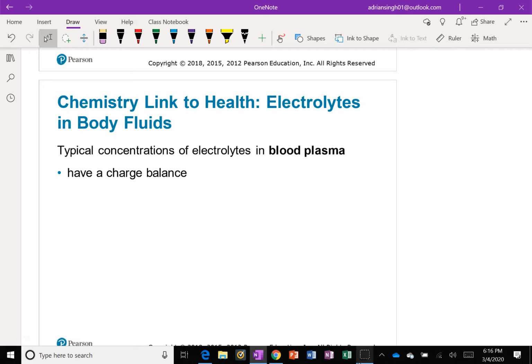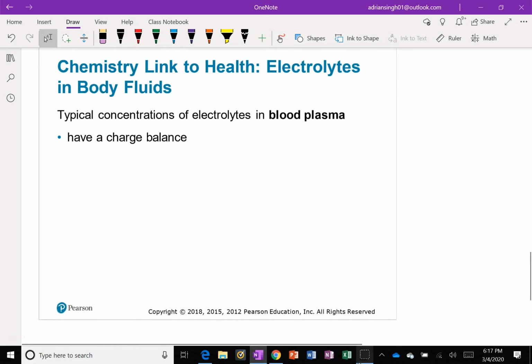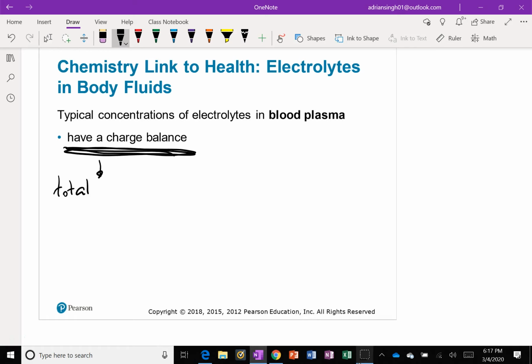You need those things to help maintain the balance of water in your bloodstream and other body fluids, but you also need those ions for other important things, like allowing your nerve impulses to go from one nerve cell to another one, right? You have to have those ions present for many of those processes to happen. What we're going to find is that typically in a human body, there is a charge balance of the electrolytes. And what that means is that the total amount of positive ions should equal the total amount of negative ions.